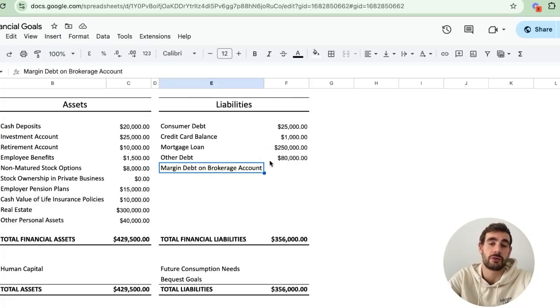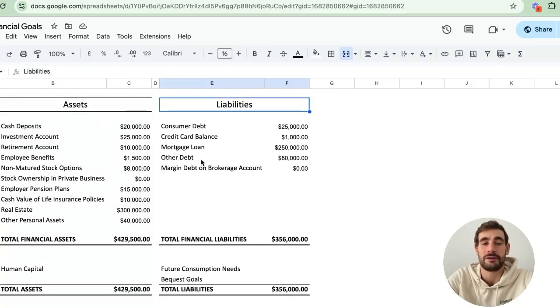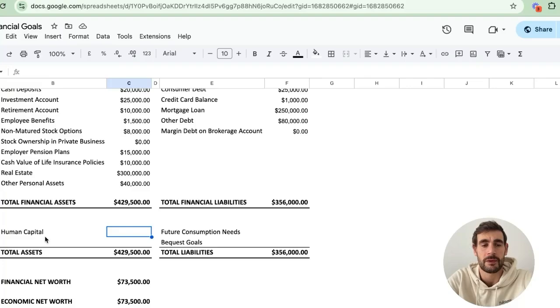Margin debt on a brokerage account is when you borrow money from your broker to invest more money than you have in your account, to increase your exposure to the market or to a specific security. Here we can say it's 0. By looking at the asset-liability statement, we can see that this person has a financial net worth of 70,500, so a positive one. To consider all your assets, not only your financial assets, we can also include your human capital and the future consumption needs and bequest goals.